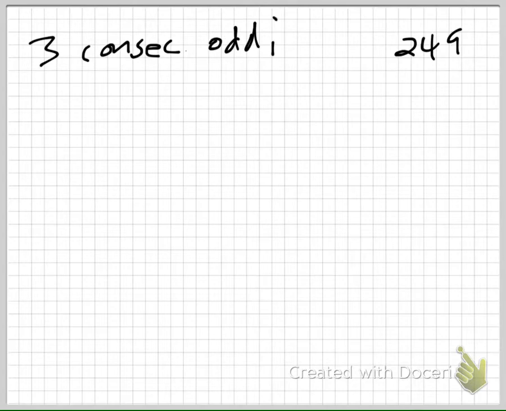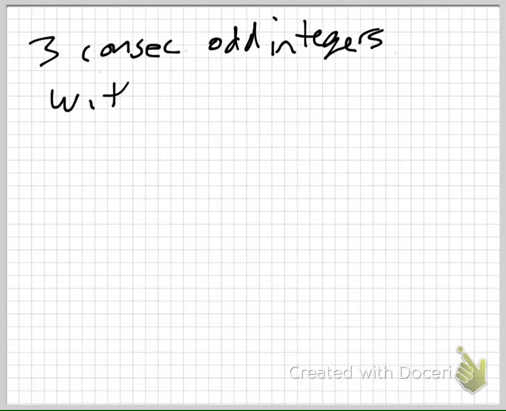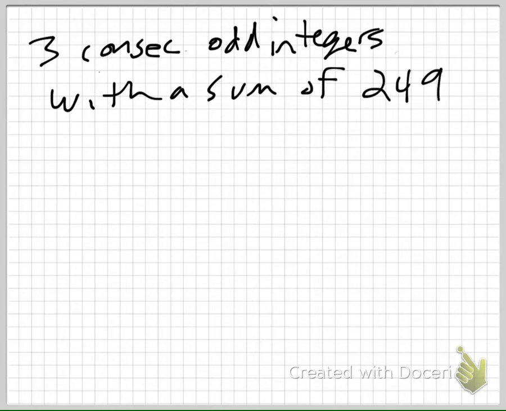Just give me a second. Three consecutive odd integers with a sum of 249.